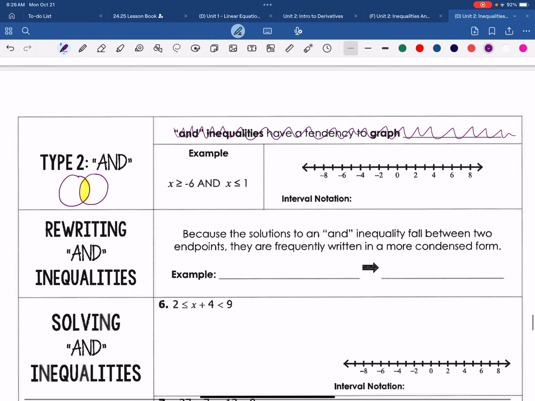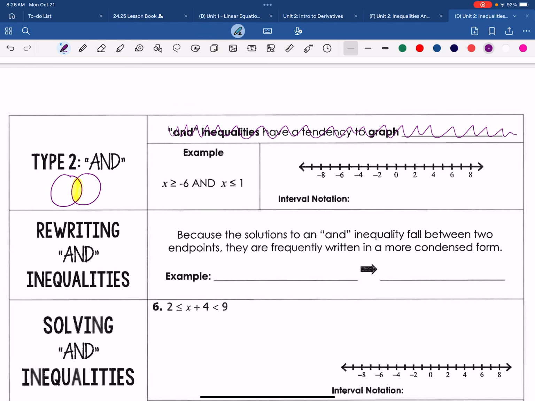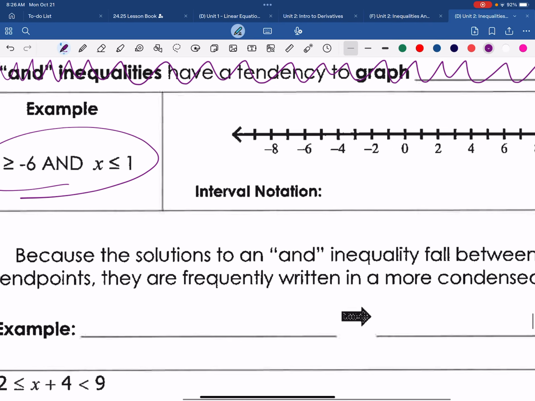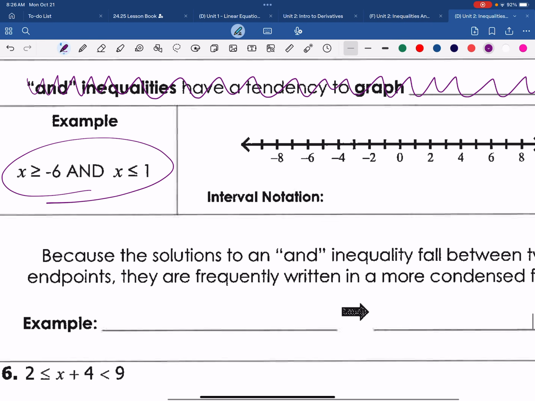What's nice about "and" inequalities is that we're going to be able to write them as a singular inequality statement rather than having to use the word "and". So let's go ahead and graph this first so we can see what's going on graphically. We have x is greater than or equal to -6. So we're going to graph a filled in circle on -6, going to the right.